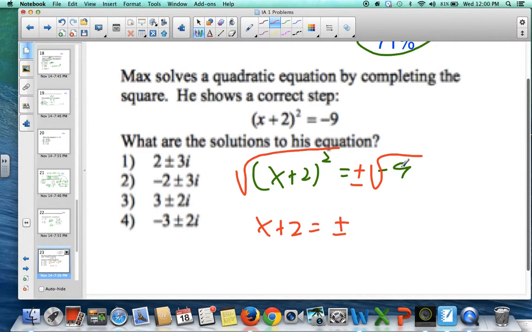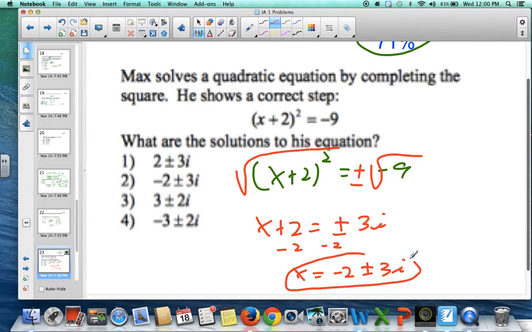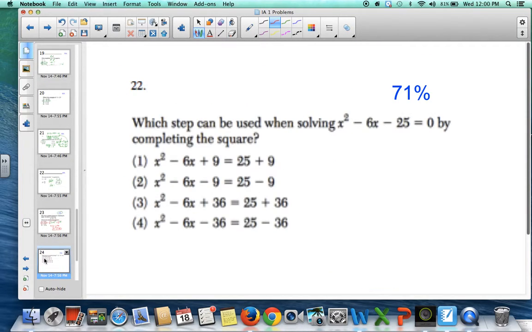Now the square root of 9 is 3, but that's negative 9, so that's going to be 3i. Now I've got to get rid of the 2, so I subtract 2, so x equals negative 2 plus or minus 3i. That would be the solution to that. Negative 2 plus or minus 3i right there. Okay, let's move on and finish this up.